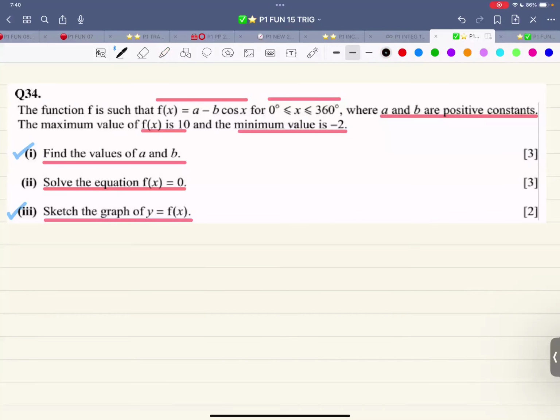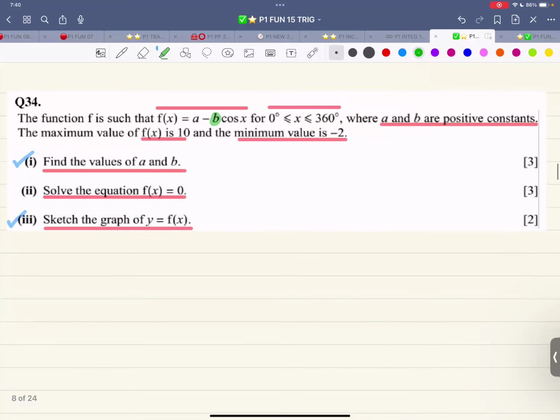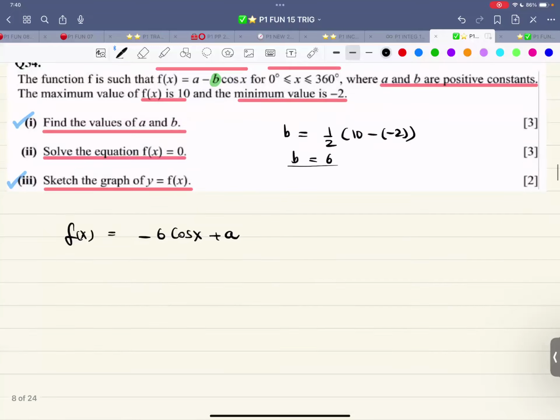So the working over here is that the coefficient of the trig function, that is b, is the amplitude. And the maximum is 10, minimum is negative 2. So therefore, b is half of 10 minus negative 2, that is half of 12, which is 6. So the value of b is 6. Negative 6 cosine x plus a, that is your function f(x).